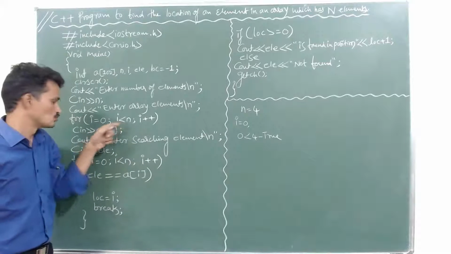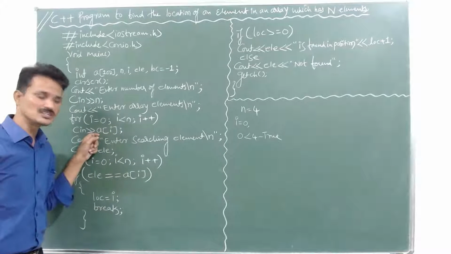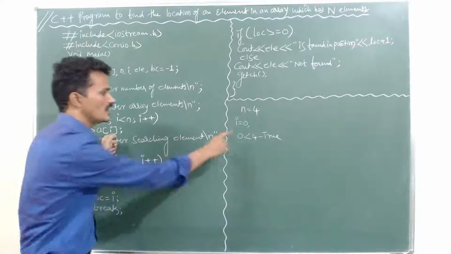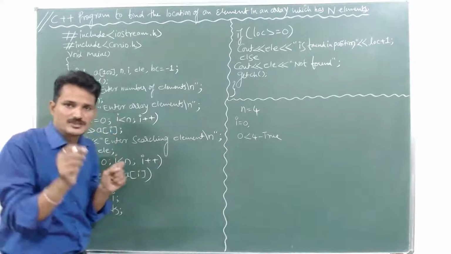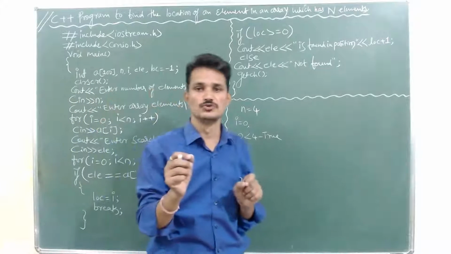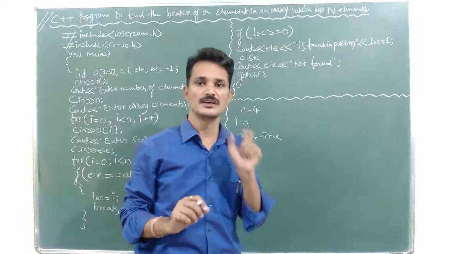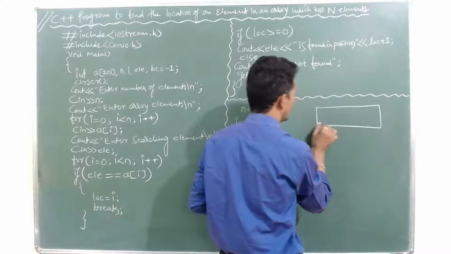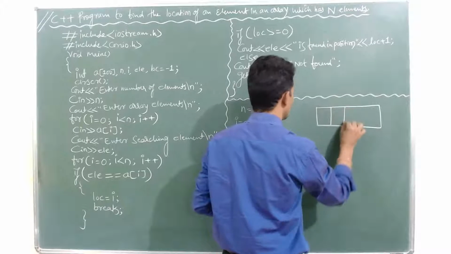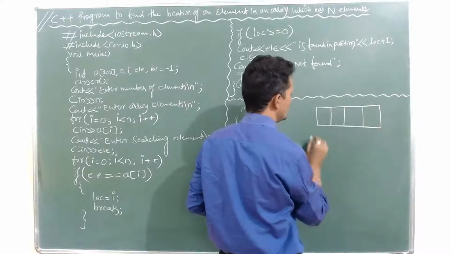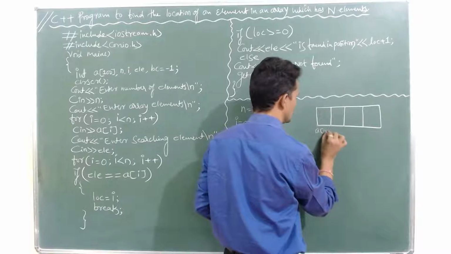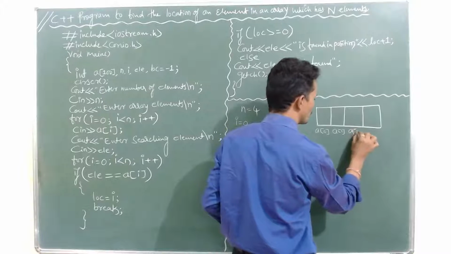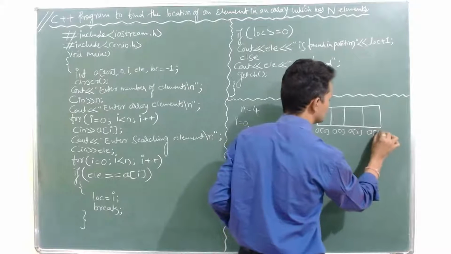When this condition is true, I am going to execute this statement: cin stream extraction a of i. What is the value of i? i is 0. That means the first value given by the user will be stored in the location called a of 0. Let me take an array. This is the array: a of 0, a of 1, a of 2 and a of 3.